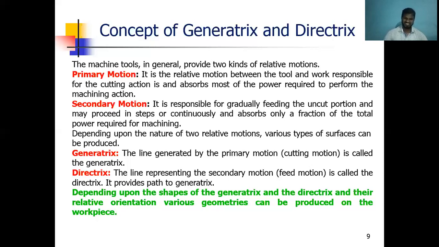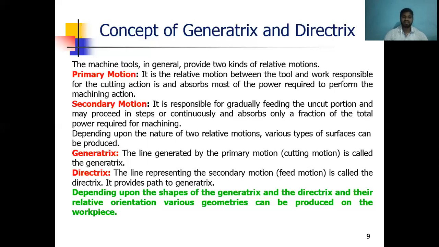Next one is Generatrix. What is Generatrix? The line generated by primary motion or cutting motion is called Generatrix. It is a very important sentence and an important definition, so remember it. Generally we have a plan to take action towards the shape or the dimension. That is called Generatrix. The line generated by primary motion or cutting motion is called Generatrix.